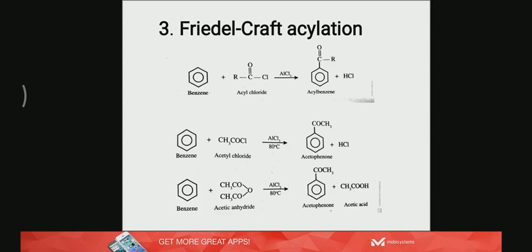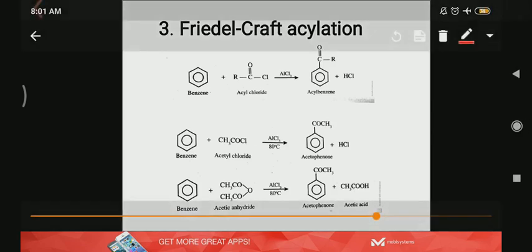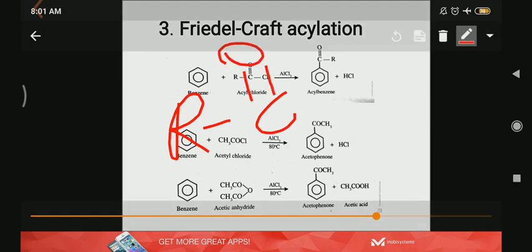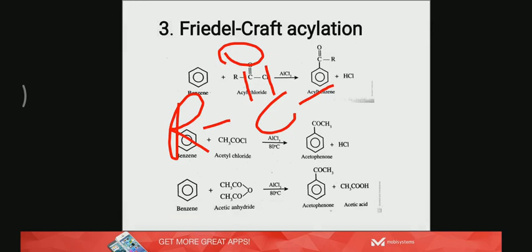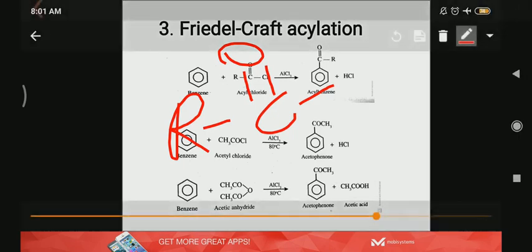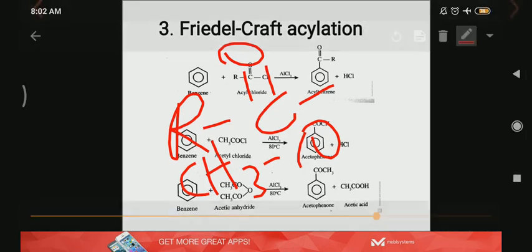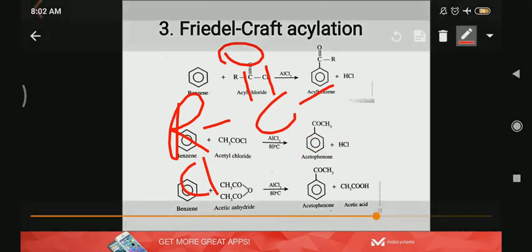What is an acyl group? An acyl group is generally represented as RCO. This is acyl, which is part of a carboxylic acid, RCOOH. RCO is called the acyl group. If R is CH3, that means CH3CO is called acetyl, a specific name, which is part of acetic acid. So this is acetyl, RCO is acyl. Okay, let us see the reactions here.